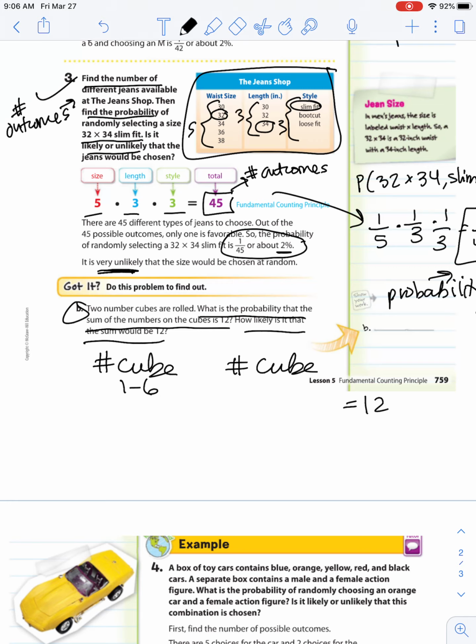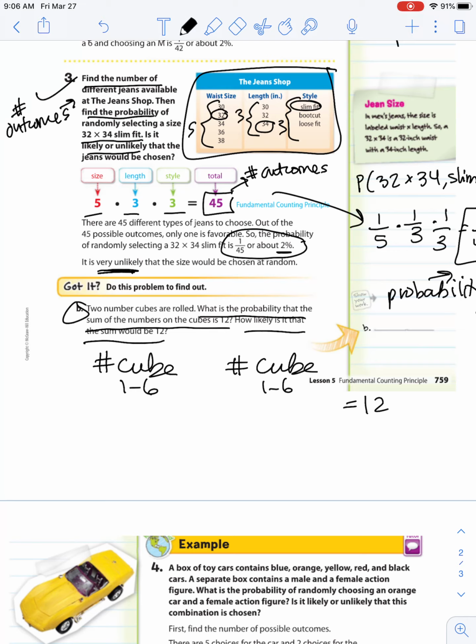So remember, a number cube only has the numbers 1 through 6. So we need to figure out what are the different combinations that could equal 12. So if I roll a 1 on my first number cube, there's nothing I can get on my second number cube that would be big enough. So I would need 2 and 10, which wouldn't work because there's no 10.